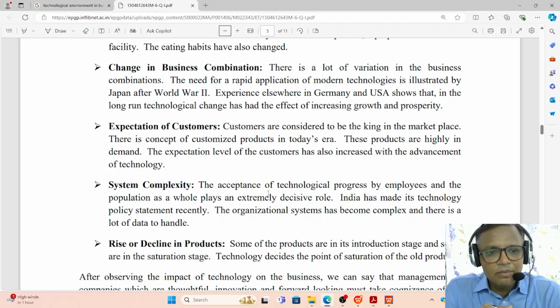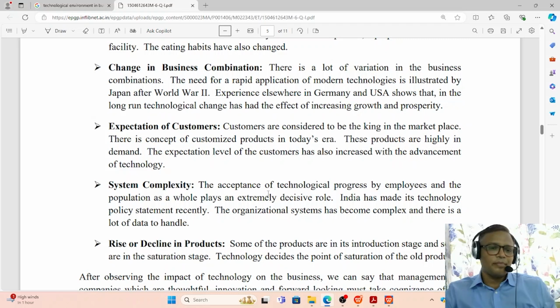Next is system complexity. The acceptance of technological progress by the employees and the population as a whole plays an extremely decisive role. India has recently made a technology policy statement. Organizational systems have become complex and there is a lot of data to handle.